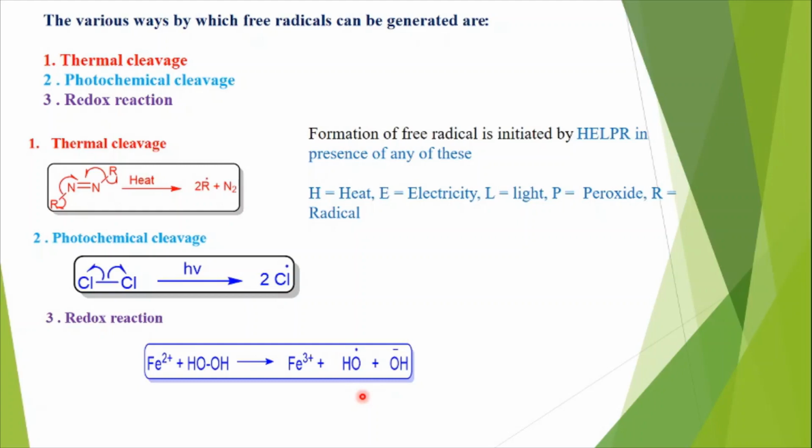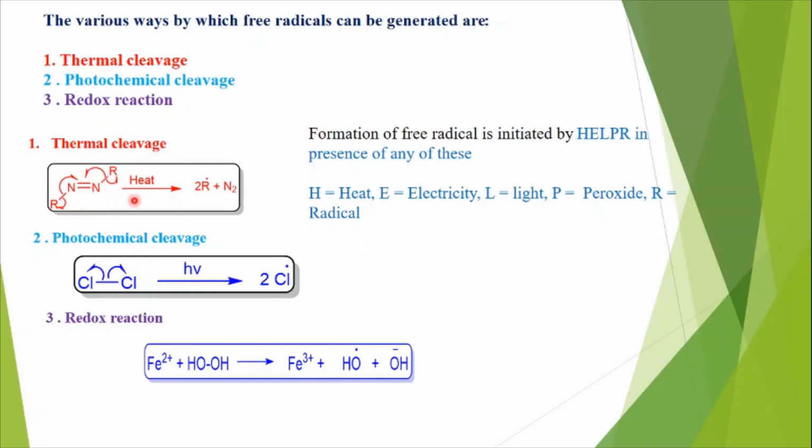Free radicals may be generated by thermal cleavage. In the gaseous phase, some molecules break down at a high temperature. When the molecule contains a bond with 20 to 40 kilocalories per mole of energy, cleavage can be caused in the liquid phase. For example, the thermal cleavage of azo compounds yields free radicals. So this is your thermal cleavage.